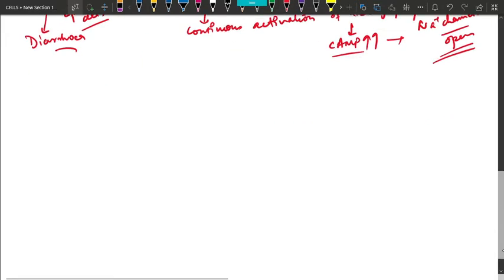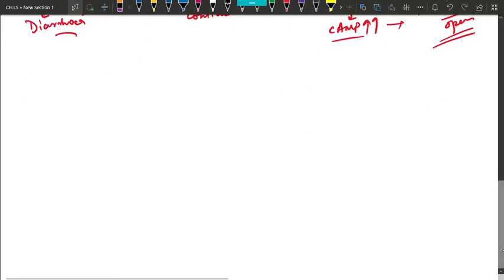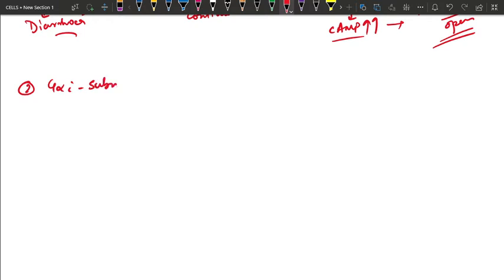Now let's come to the next type of subunit. Second is the G alpha I subunit. This G alpha I, in its activated form, inhibits the adenylyl cyclase.